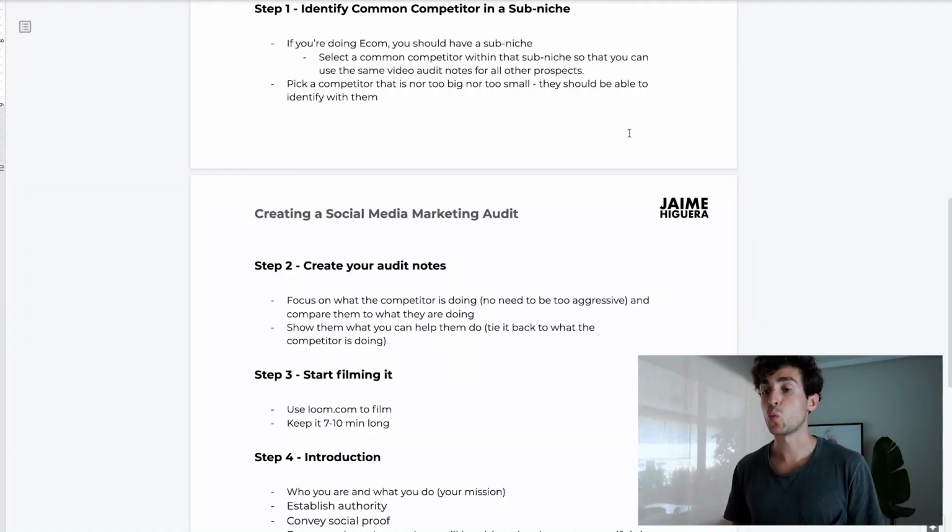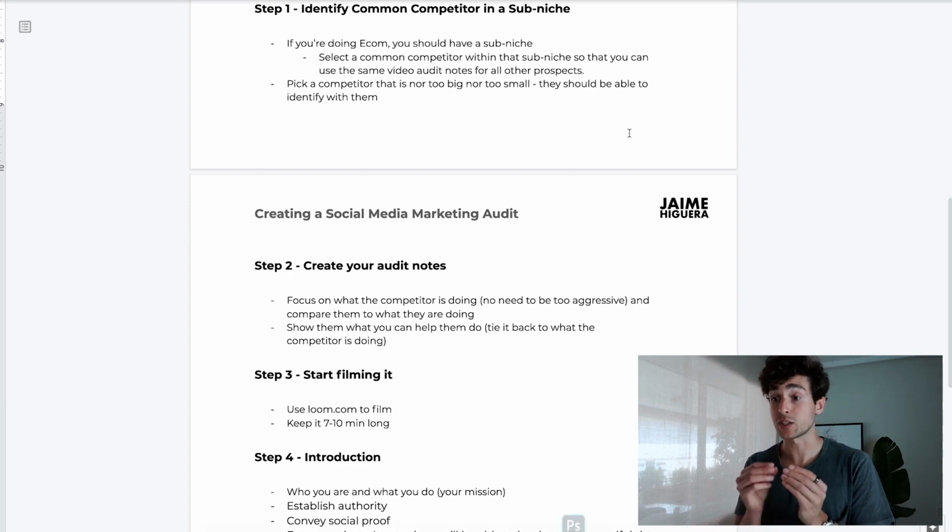And at the end of the day, we want to go for those successful business owners, because that way we are more fulfilled, because we're working with companies that we truly believe in, and we're going to get paid so much better. So that is the first thing. You want to compare them to what the competitor is doing. And the second thing you want to do on those audit notes is you want to show them what you can help them do. Okay.